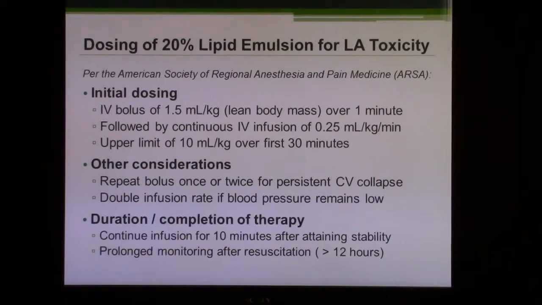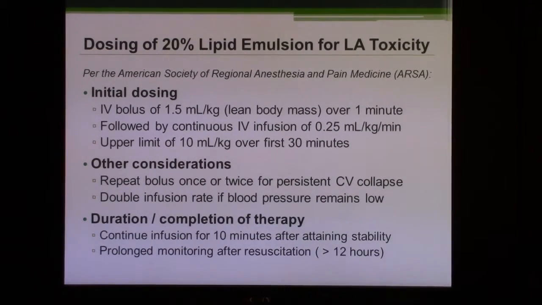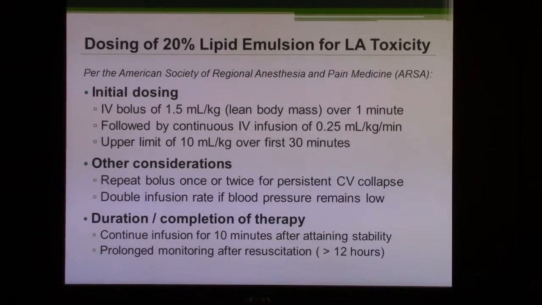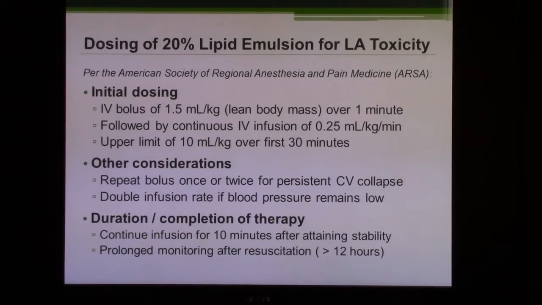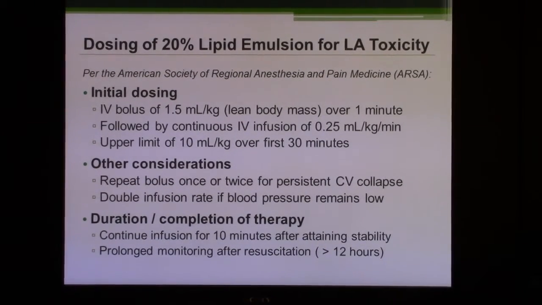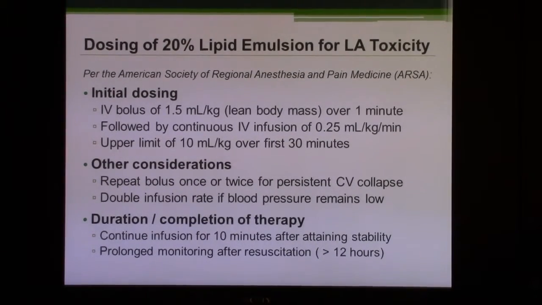So here are the dosing recommendations. Per the ASRA, the American Society of Regional Anesthesia and Pain Medicine, they recommend that initial dosing be done with an IV bolus of 1.5 mL per kilogram over 1 minute, followed by a continuous IV infusion of 0.25 mL per kilogram per minute. They have an upper limit of 10 mL per kilogram over the first 30 minutes.